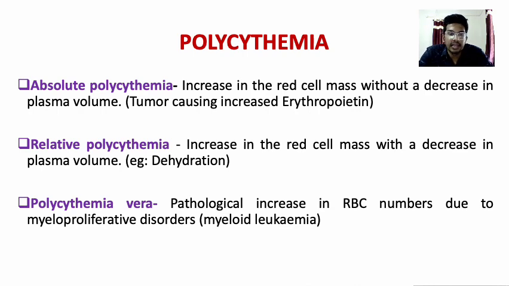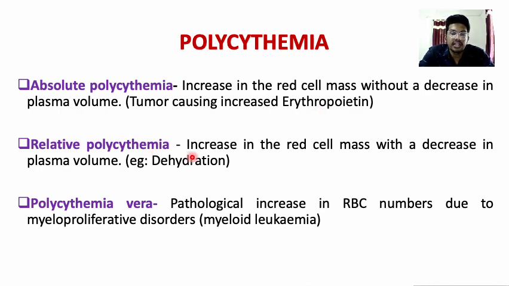Further, polycythemia. We have discussed that it is an increase in the RBCs. It can be either absolute polycythemia or relative polycythemia. Absolute polycythemia means an increase in the red cell mass without a decrease in the plasma volume, which means that the plasma volume will remain constant, but the cell number will increase. This is seen in the case of a tumor causing increased erythropoietin. We will see the importance of erythropoietin in the upcoming slides. Erythropoietin is basically a hormone produced in the kidneys, and it is required for the production of RBCs. If erythropoietin is produced in large amounts, RBCs will also be produced in large amounts. So this is called absolute polycythemia.